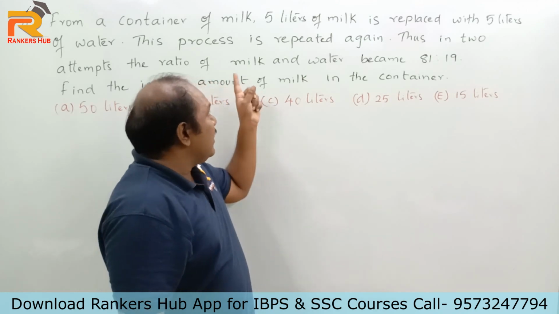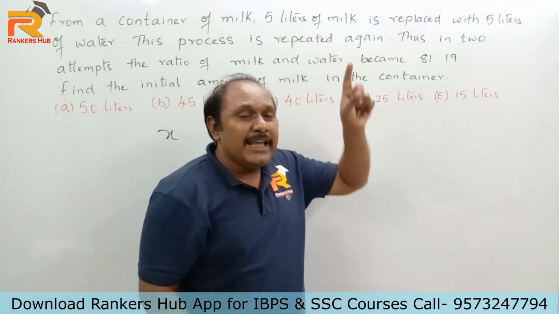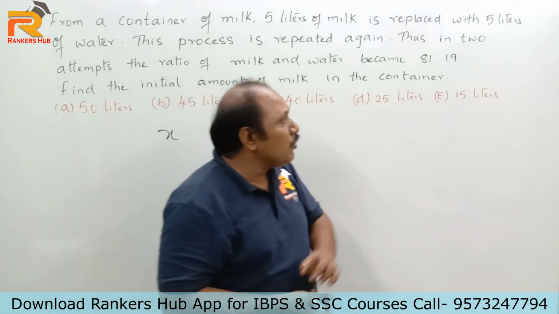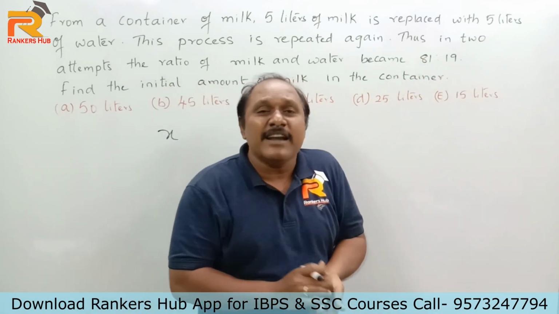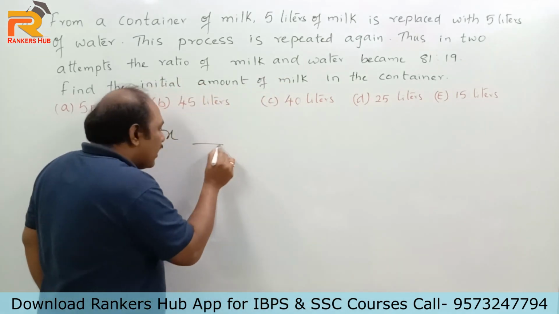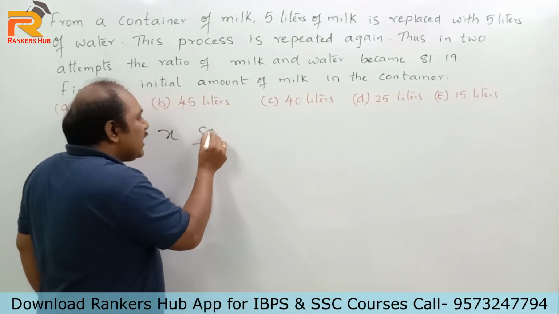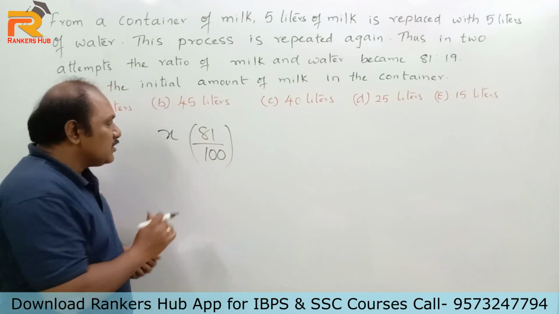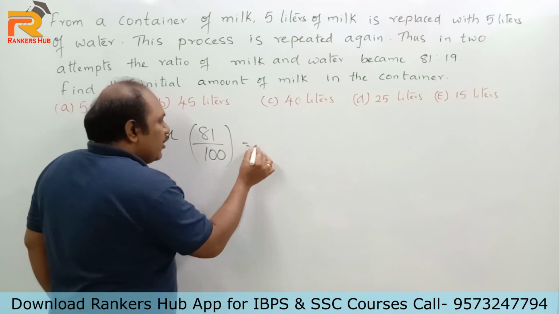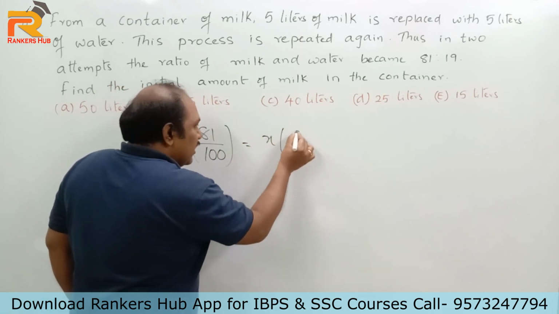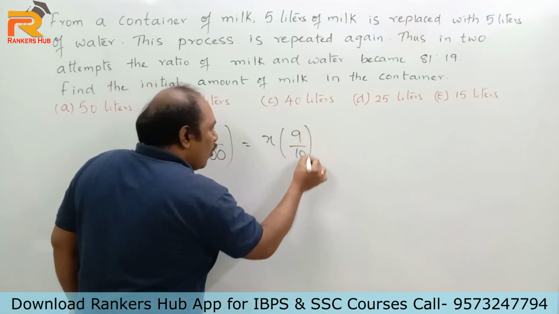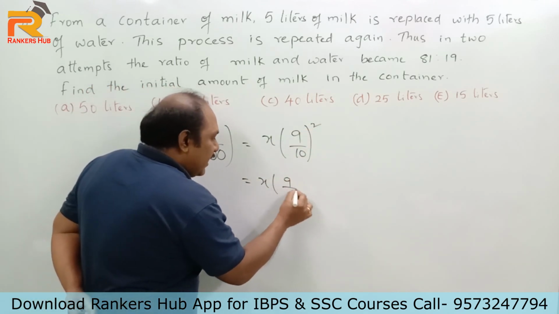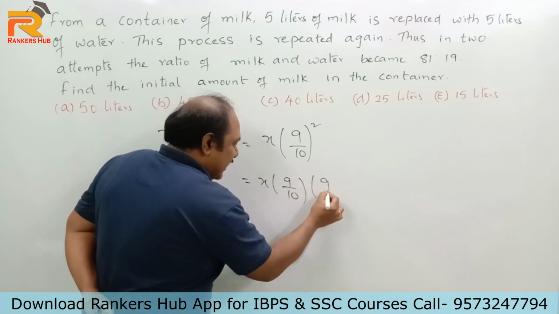After performing it, the ratio of milk and water becomes 81:19. It means that the total of 81 plus 19 is nothing but 100. Out of a total of 100 parts, the milk left is only 81 parts. This is after performing 2 times. So this 81 by 100, you write it like this, 9 by 10 whole square. Can we write like this? So it's nothing but 9 by 10 into 9 by 10.